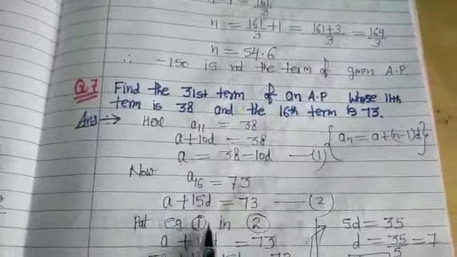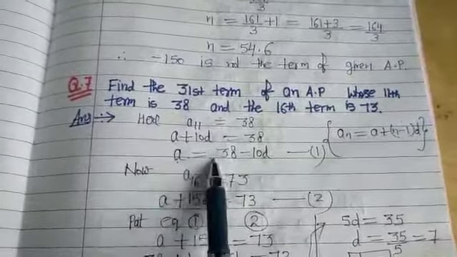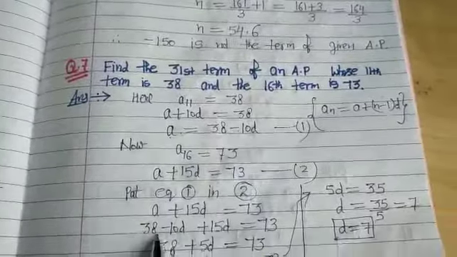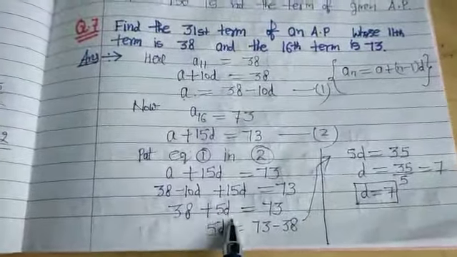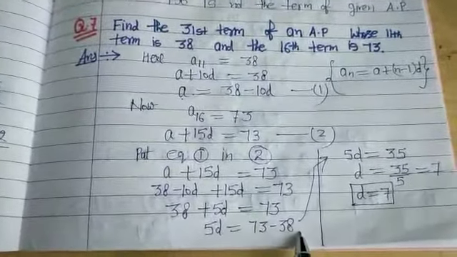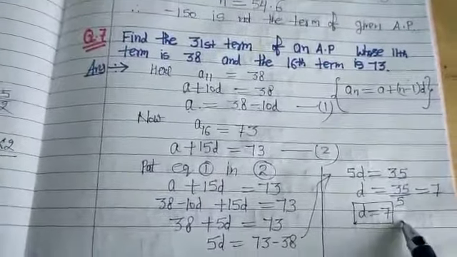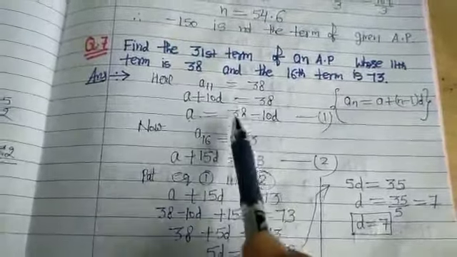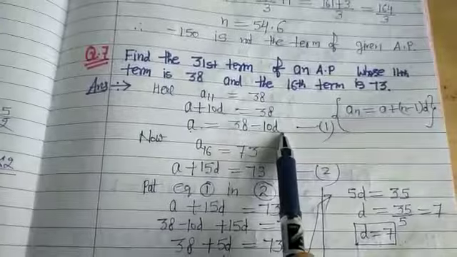Substitute equation number 1 in 2. So equation 2 is A plus 15D, and from equation number 1, the value of A is 38 minus 10D. So 38 minus 10D plus 15D, it comes 38 plus 5D is equal to 73, and 5D is equal to 73 minus 38. So it is coming 35. After solving, it comes D is equal to 7. So D is 7. Now we will substitute the value of D in equation number 1.